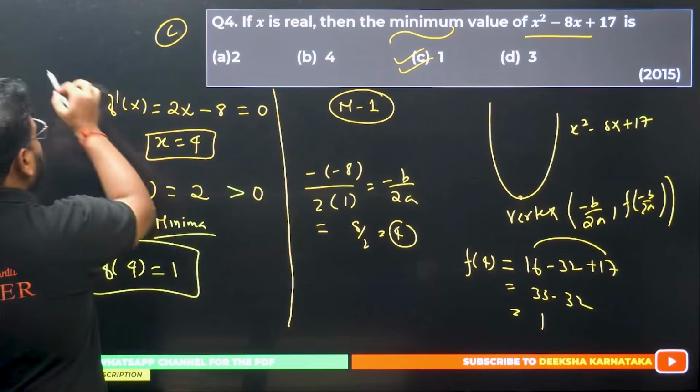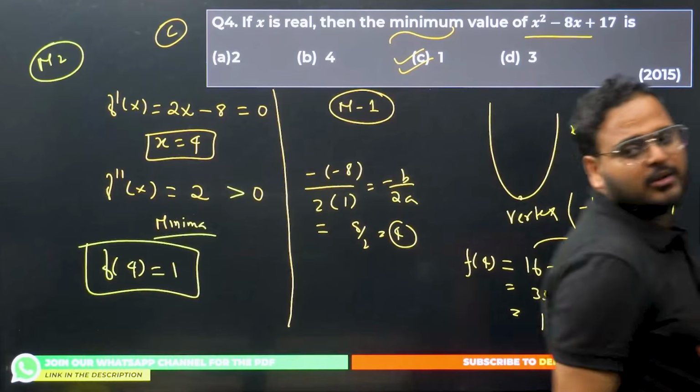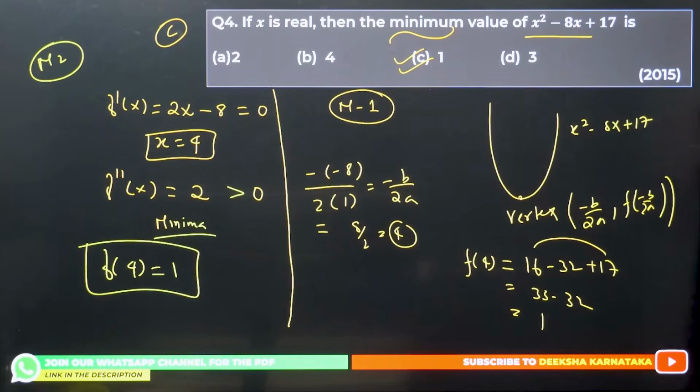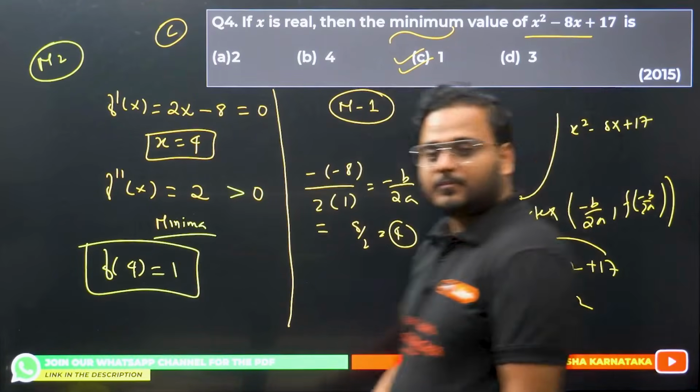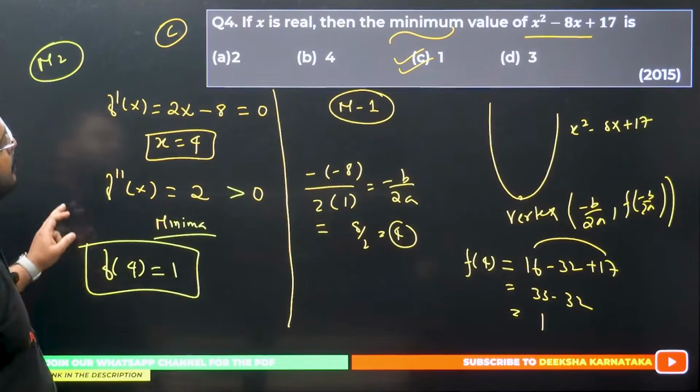So you can have method number 2 or 1, your choice. Alright? Okay, this is clear. Fourth is clear. Alright. Answer is option number C.